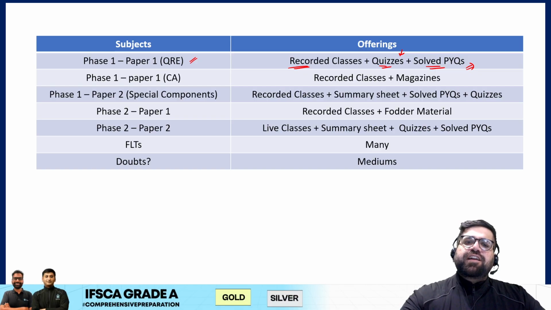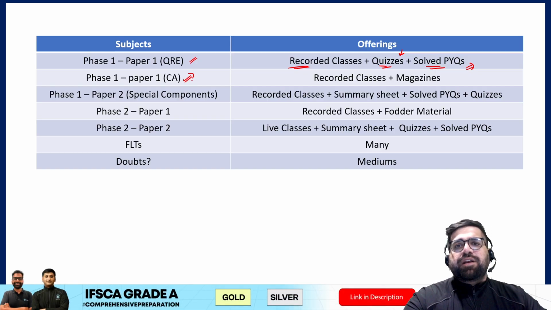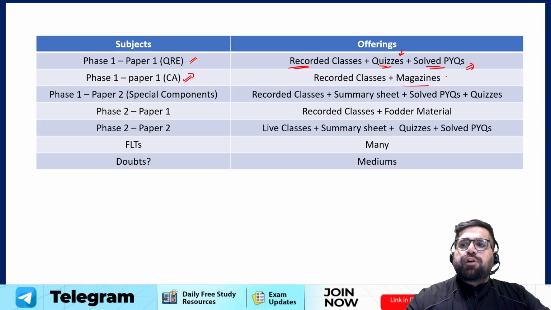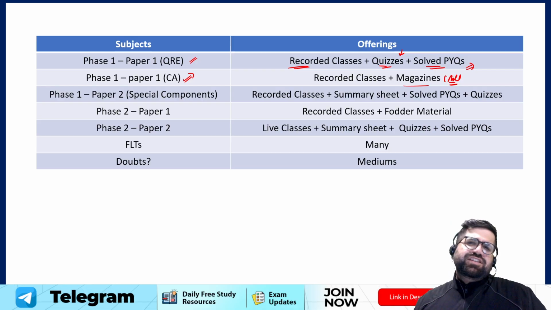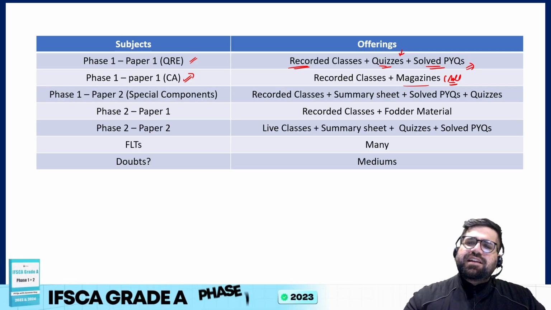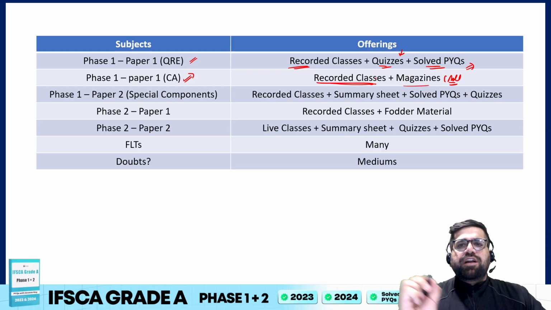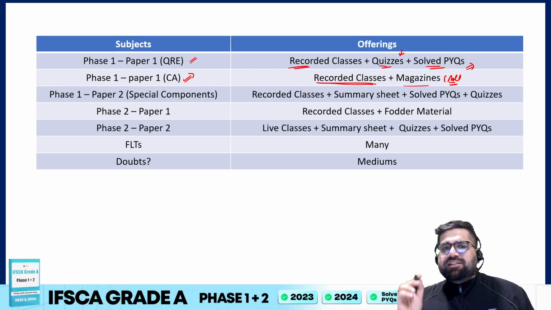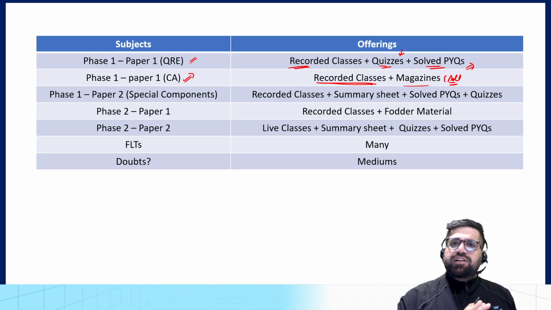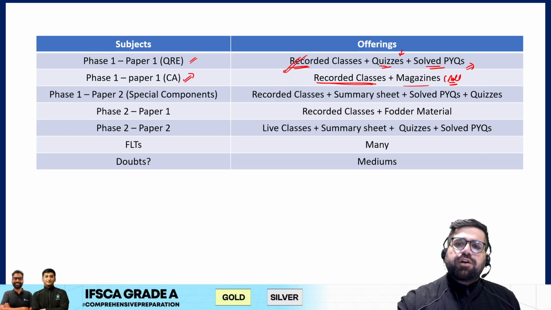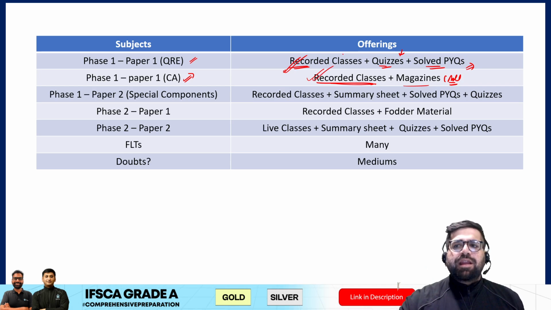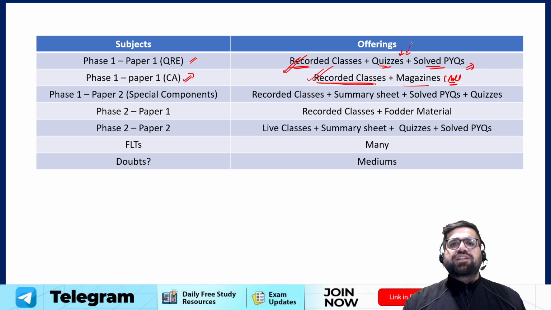Now for phase 1, paper 1, current affairs part, we are providing you magazines in the form of an all-in-one magazine which covers all the details of important RBI notifications, schemes and reports. At the same time, we are providing you recorded classes for current affairs as well. And this will help you to cover your phase 1, paper 1 in the best manner. Just complete these recorded classes and you are good to go. Just practice the basic questions which are given in the quiz.